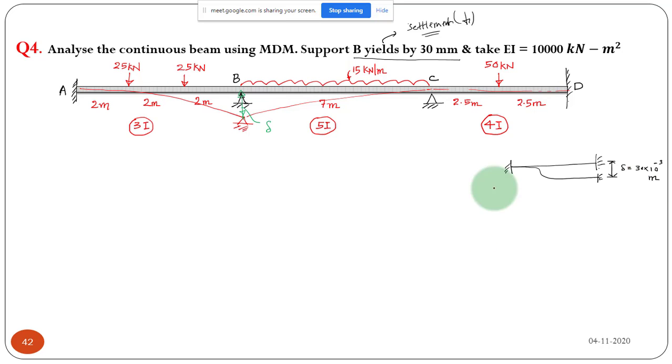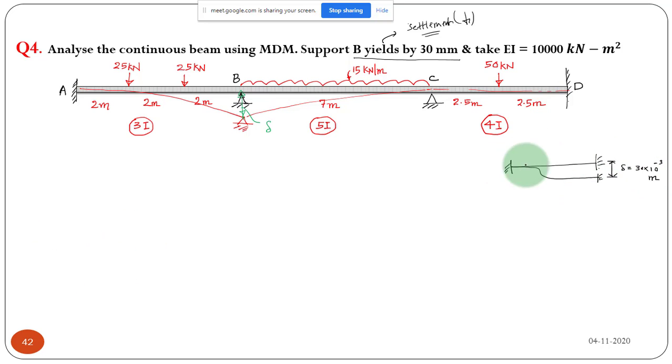Because everything I am taking in kilonewton and meter, you have to take the support settlement also as 30 into 10 power minus 3 meter. 30 millimeter is equal to 30 into 10 power minus 3 meter.